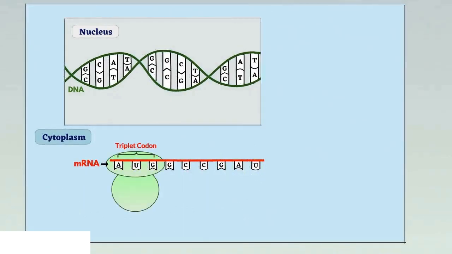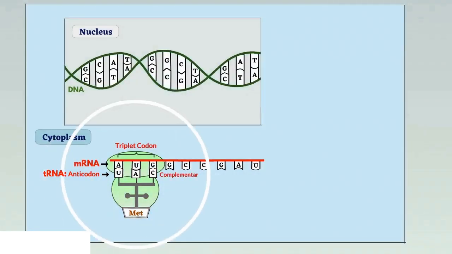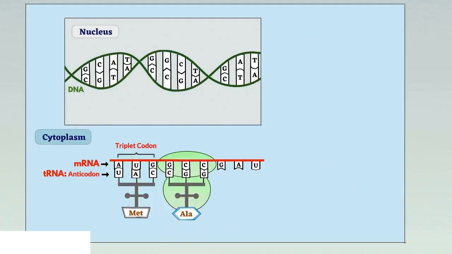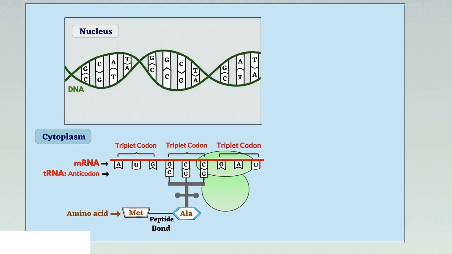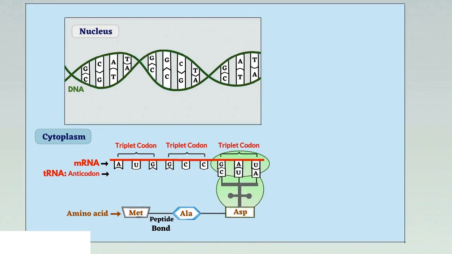Inside the ribosome, the start codon is recognized. A tRNA having an anticodon with complementary sequence attaches to it. Likewise, the next tRNA attaches to the next triplet codon. The ribosomal ribonucleic acid or rRNA present in the ribosome binds the amino acids brought by the 2 tRNAs with peptide bonds. Once the bonding is done, the tRNA corresponding to the first codon transfers its amino acid to the tRNA corresponding to the next codon. This whole process is termed as translation.